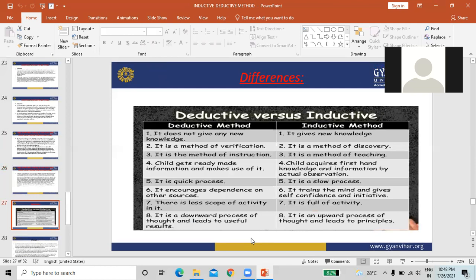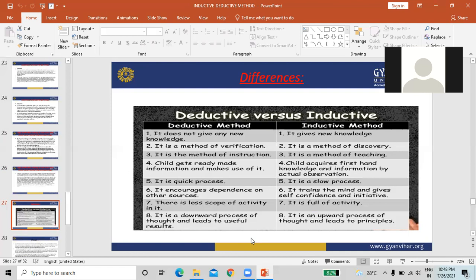Difference between inductive and deductive method. Deductive method does not give any new knowledge, while inductive method always gives new knowledge. Deductive method is a method of verification. Inductive method is a discovery method. Deductive method is the method of instruction. Inductive method is a method of teaching.